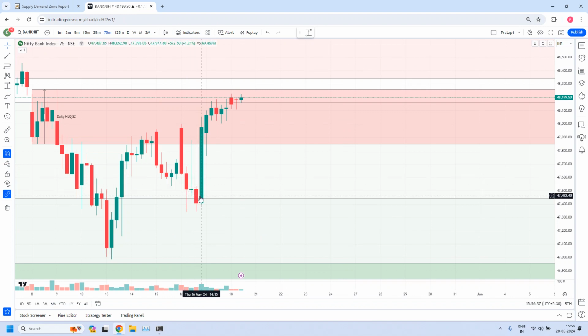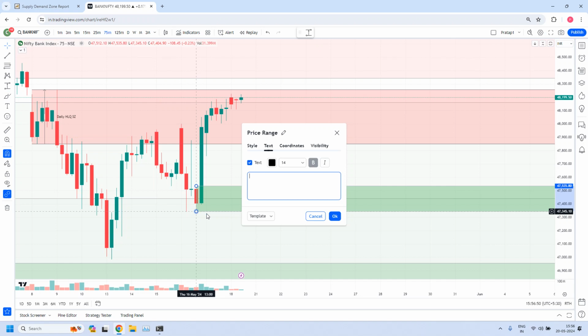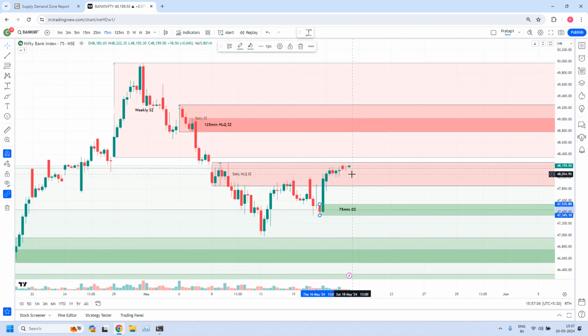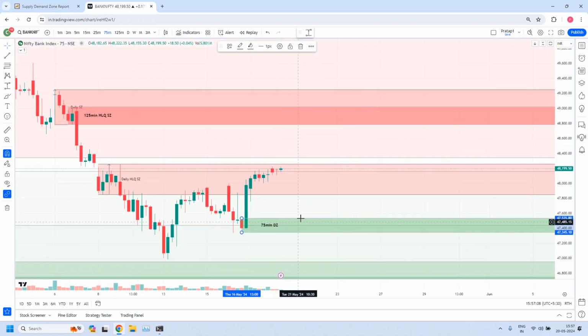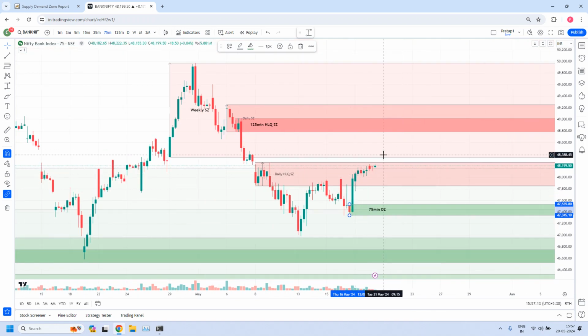This is the leg-in base, created on Thursday. This is the leg-in candle, base candle, rally. This is the newly created 75 minutes demand zone, but it is a normal demand zone. At present the trend is uptrend. If the same uptrend continues, then probably it will give you a bullish trade setup. That way it will be helpful.